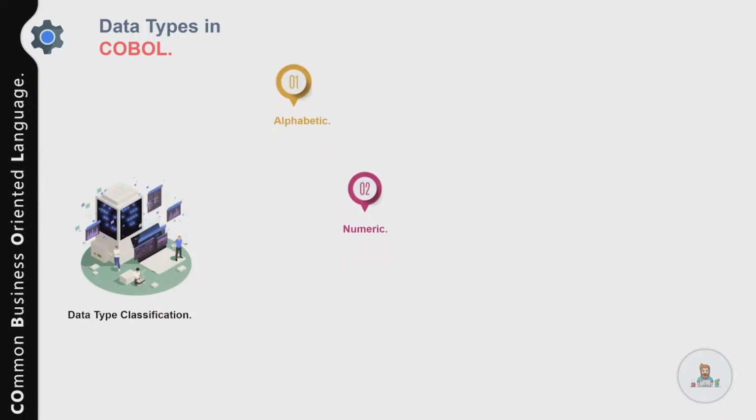In COBOL, there are only 3 types of data. First is alphabetic, which is made up of upper and lowercase letters. Then you have numeric, which is made up of digits, that is 0 to 9. After that you have alphanumeric data, which is made up of letters and digits.